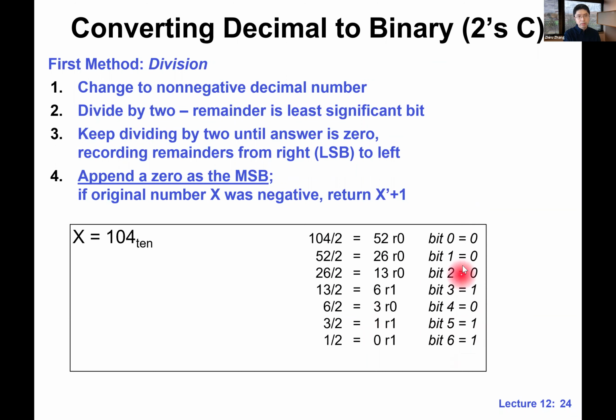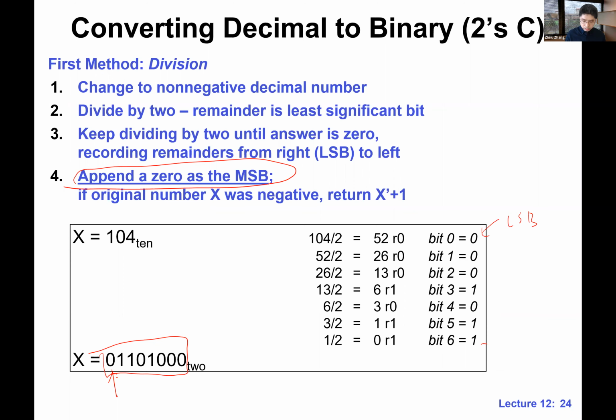Okay, so this is one way. This is the so-called division-based method. The way to read it is, this is the LSB and this is the MSB. Actually, this is not yet it. We need to append one more 0. This is a positive number, so we need to append a 0 for 2's complement. Okay, this is the binary string. Any questions about this method?